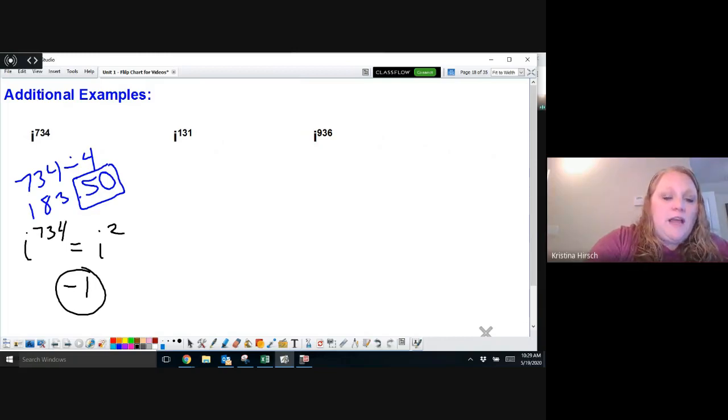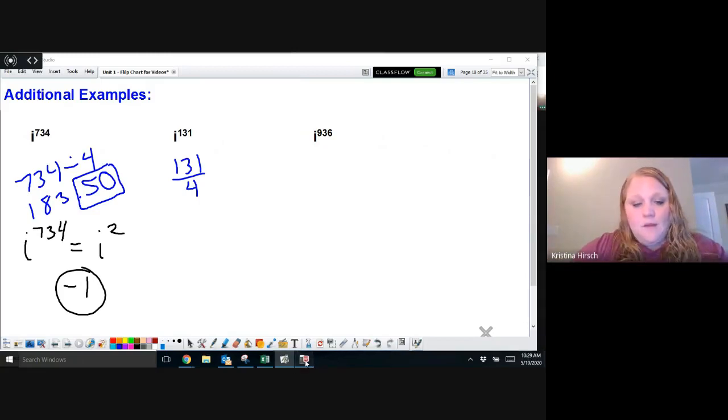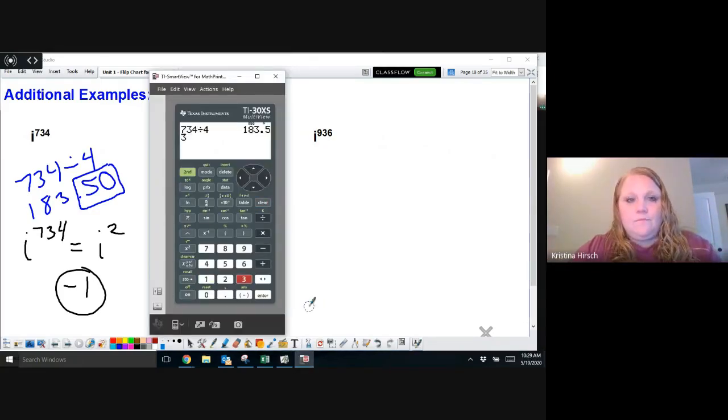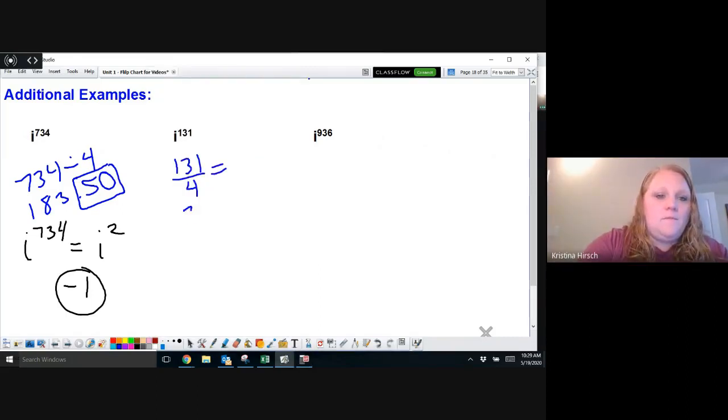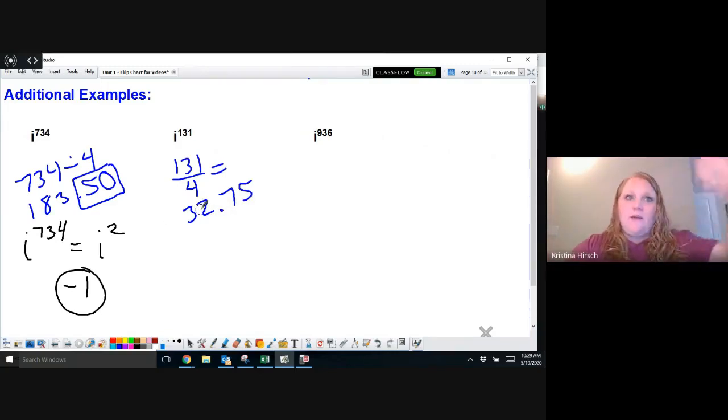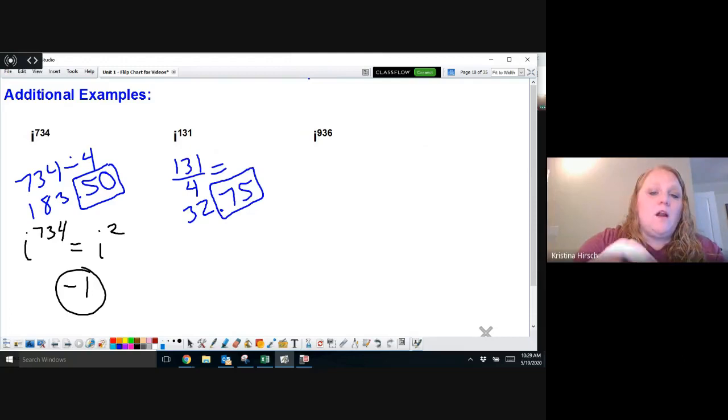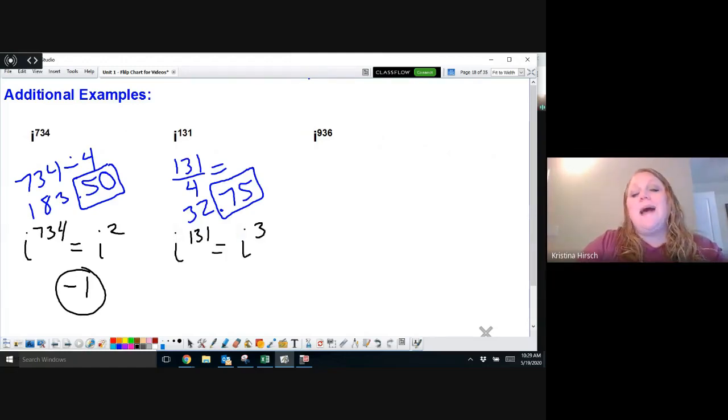Then we look at the next example. 131 divided by 4 is 32.75. Again, we don't care about the 32. That just tells me how many cycles. We care about this part. How many quarters are in 75 cents? 3. That means that i to the 131 is equivalent to i cubed. What is i cubed?